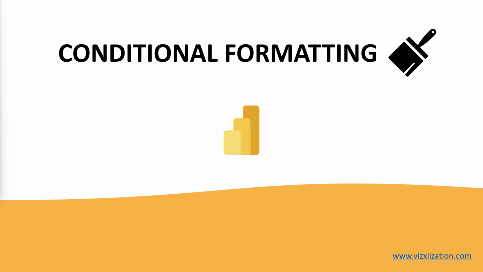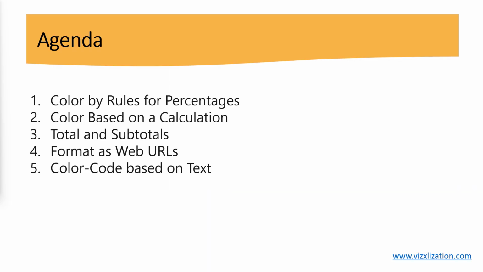So let's take a look at the agenda real quick and let's see what we have, okay? 5 different points. The first one here is about color by rules for percentages. I've seen this question a lot, so I decided to create this tutorial to answer those questions. Second point here is about color based on a calculation. This is also a good question that I would like to solve.